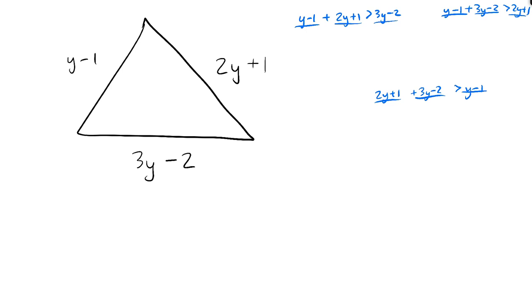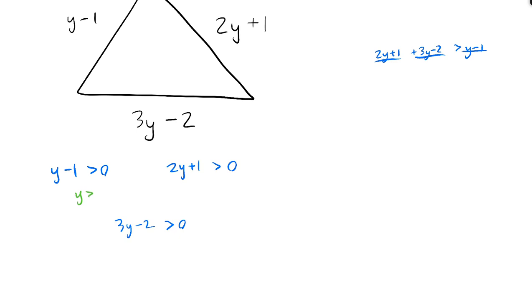Let's solve them in a different color. Now let's write the other ones too. y minus 1 is positive, 2y plus 1 is positive, and 3y minus 2 is positive. Okay, we're going to solve all these. So let's do the easy ones first. So y is bigger than 1. 2y is bigger than negative 1, so y is bigger than negative 1/2. And 3y is bigger than 2, so y is bigger than 2/3. Well, if y is bigger than 1, then it's bigger than 2/3 already, and it's bigger than negative 1/2 already. So we only need that y is bigger than 1.